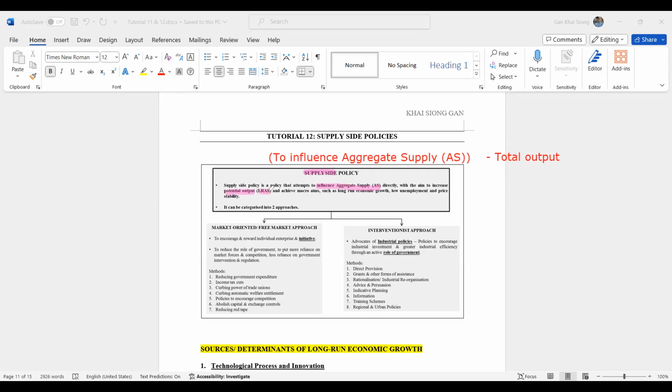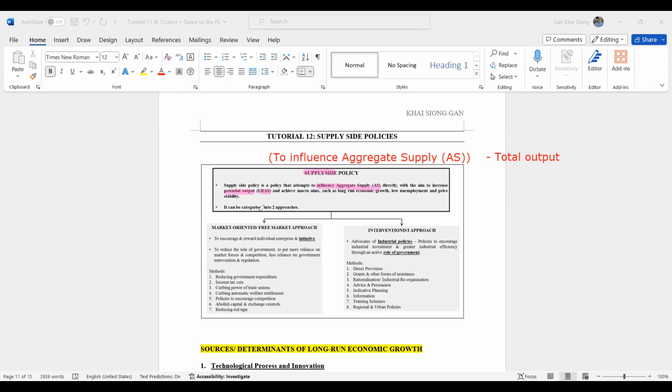What are the macro objectives that we learned before? Long run economic growth, low unemployment, price stability, balance of payment stability, and so on. But what's most important is you need to know that supply side policy is to influence aggregate supply. When you learn demand side policies like fiscal and monetary, those are what we call demand side. That means the intention is to influence aggregate demand. So there's a distinction between demand side policies and supply side policies.